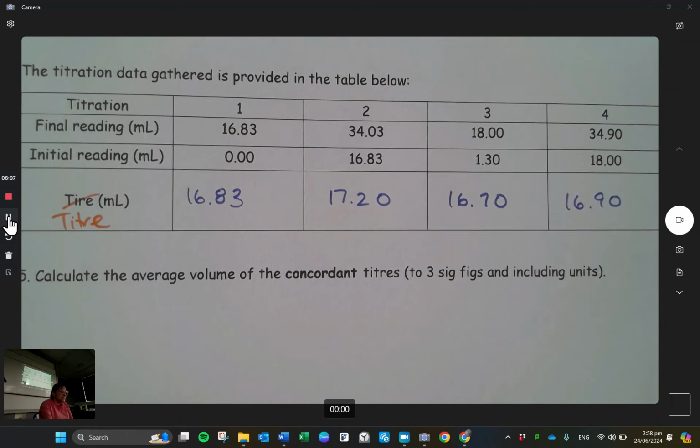Something else you can see is that this one's final volume of 18 is being recycled for titration number 4, because basically I'm starting it from the last one. So that's useful when you guys are doing it, so you don't have to refill it each time. That's what I want to remind you.